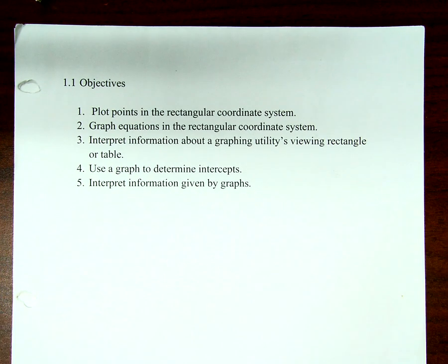Objectives for Section 1.1. Objective 1, plot points in the rectangular coordinate system. Graph equations in the rectangular coordinate system. Interpret information about a graphing utility's viewing rectangle or table. So the window. Okay. Use a graph to determine intercepts and interpret information given by graphs.